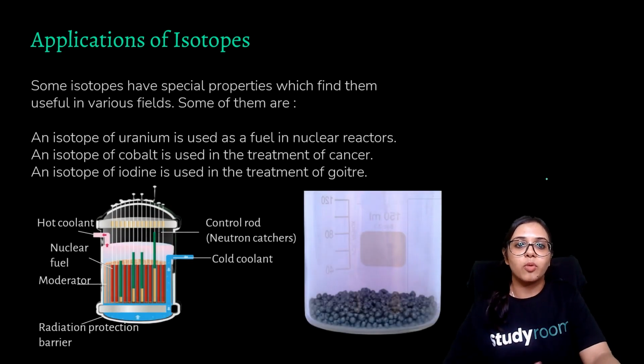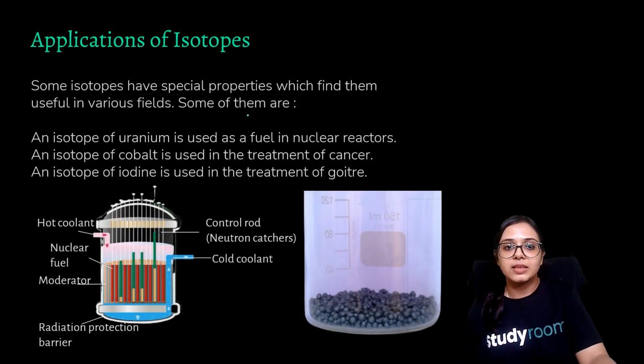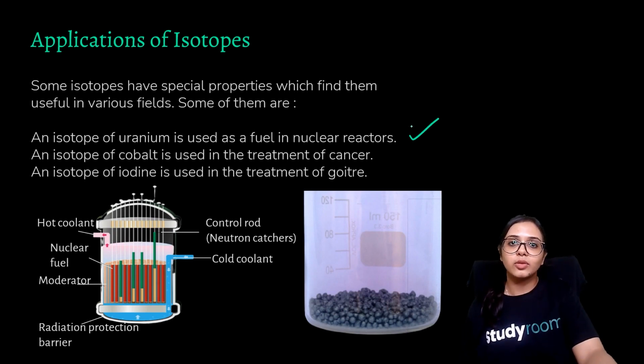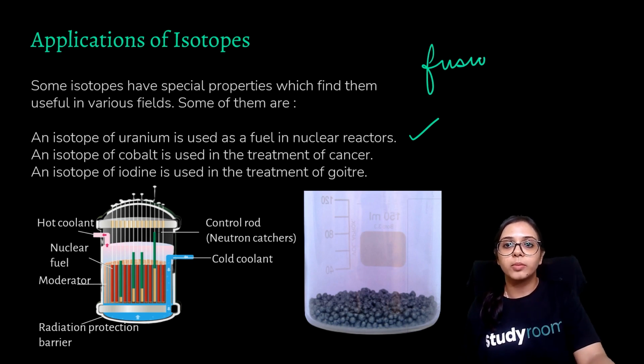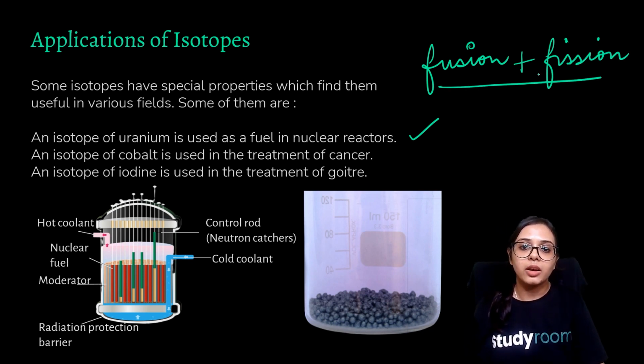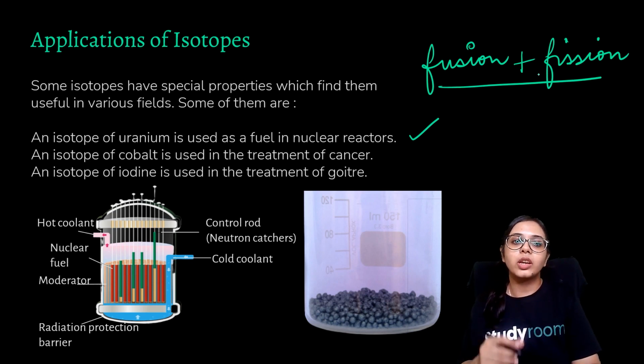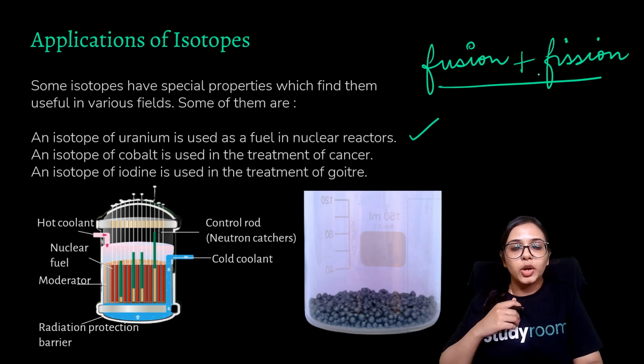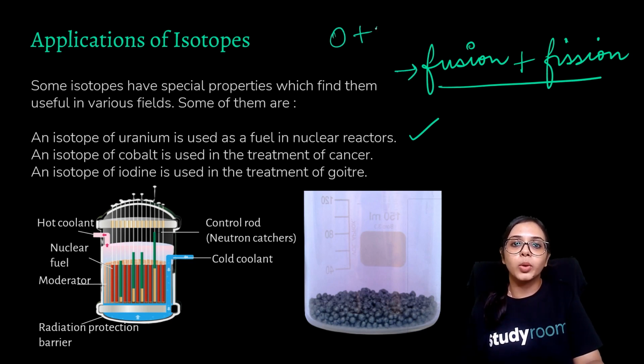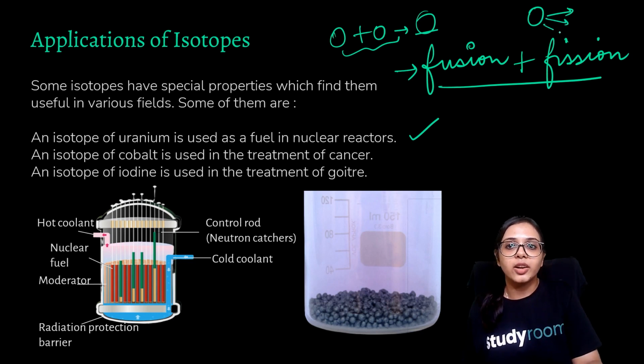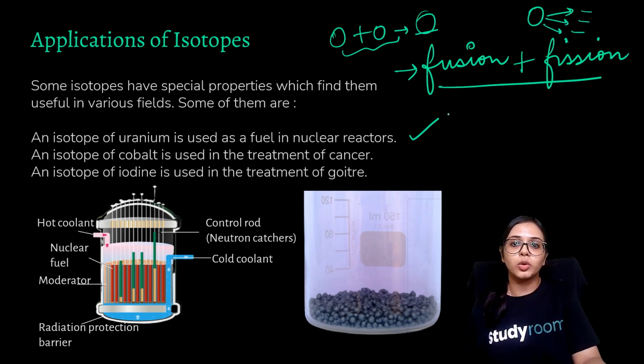Applications of isotopes. Some isotopes have special properties which make them useful in various fields, and some of them are the isotopes of uranium. This is very useful and is used as a fuel in nuclear reactors. You may have heard of fusion reactions and fission reactions as well. These are nuclear reactions, and to propel these reactions, a very small amount of isotope of uranium is required. A small amount of isotope of uranium can result in the production of huge amounts of energy, and with that energy there is either fusion, that means two atoms come together to form something and energy is radiated, or there is fission, that is, an atom is divided into some particles.